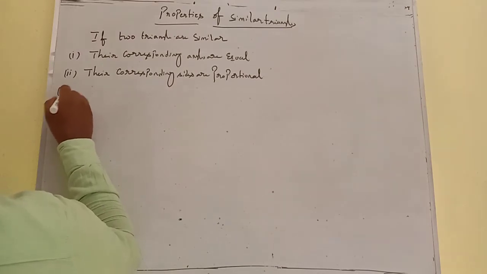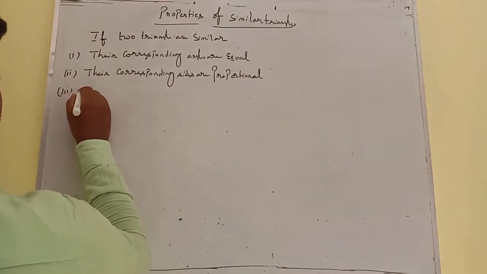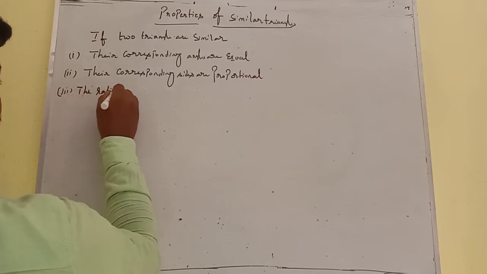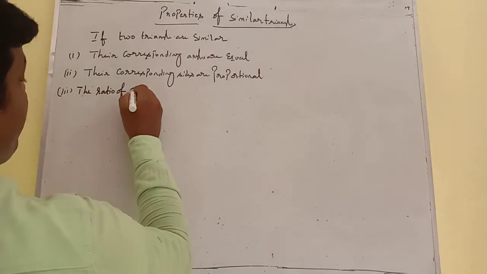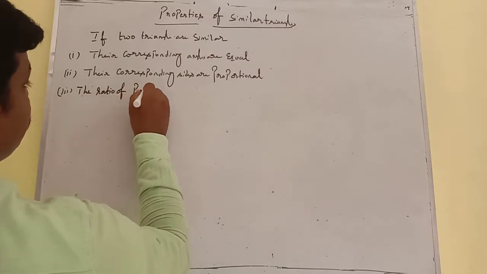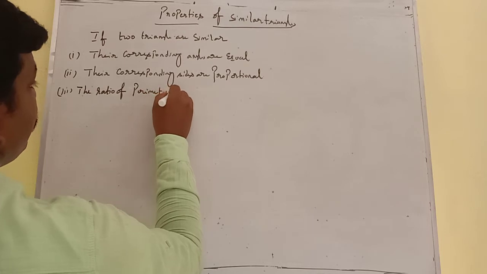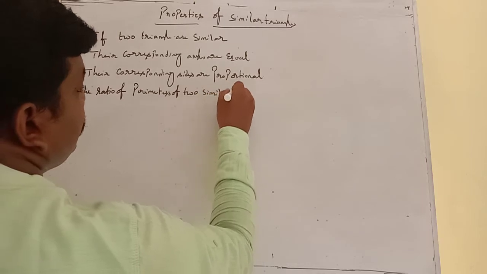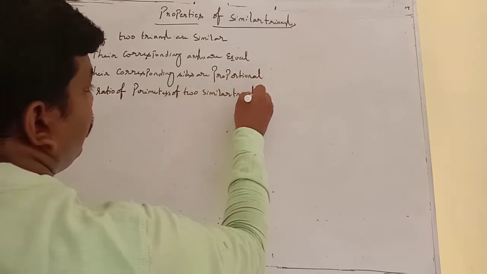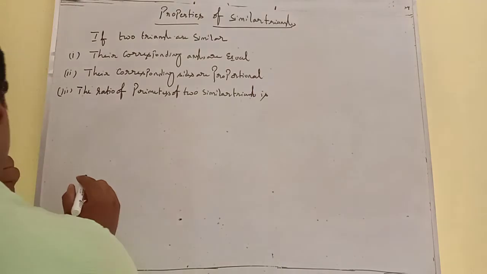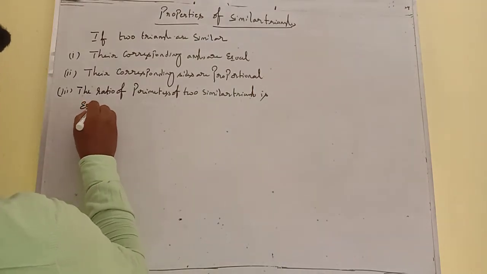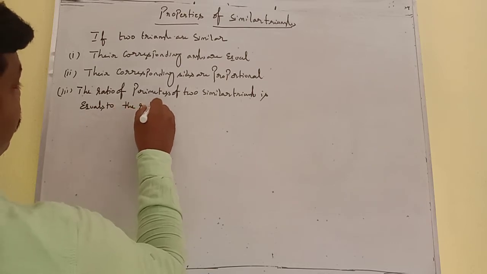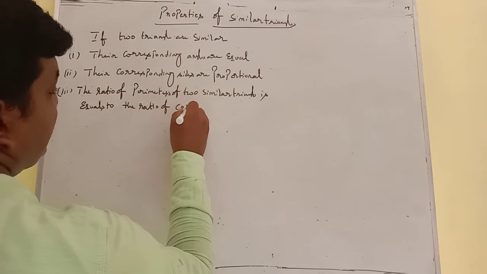Then the third condition is the ratio of perimeters of two similar triangles is equal to the ratio of corresponding sides.